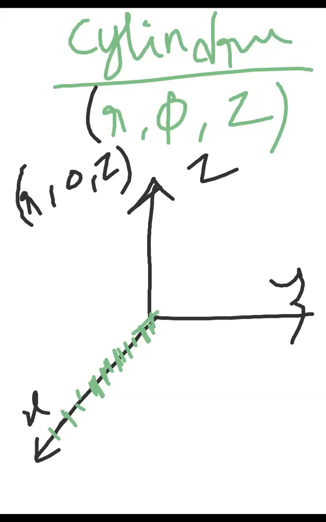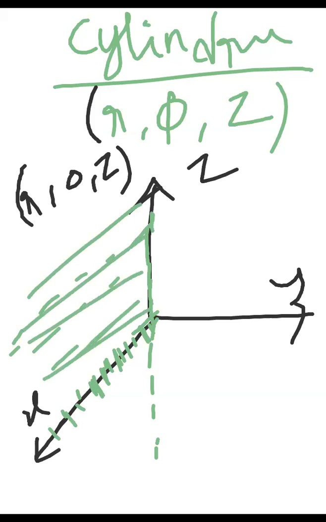Again, z also can be anything. That means I can go upward, and I can go downward. Again, at that particular z, r can be anything. So finally, what will I get? I will get some plane like this.